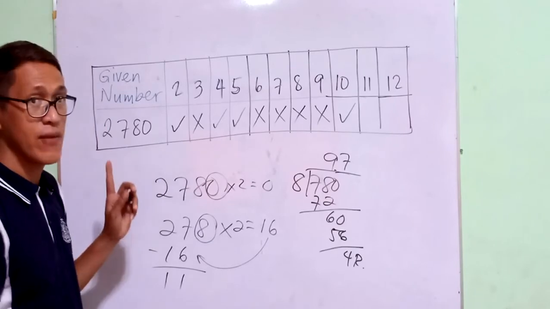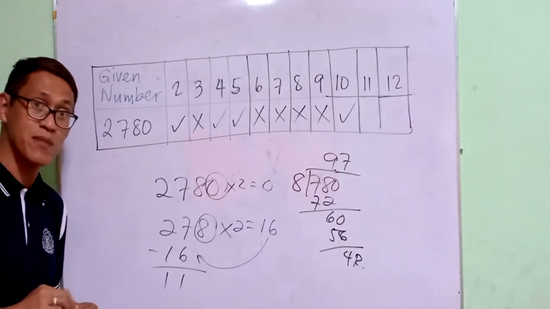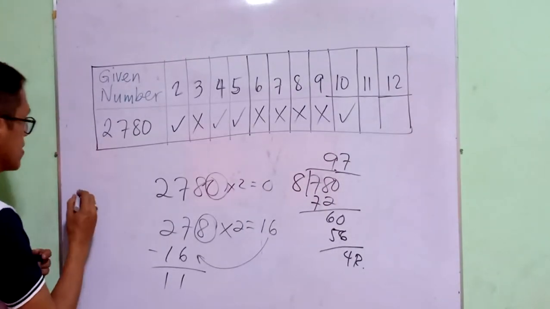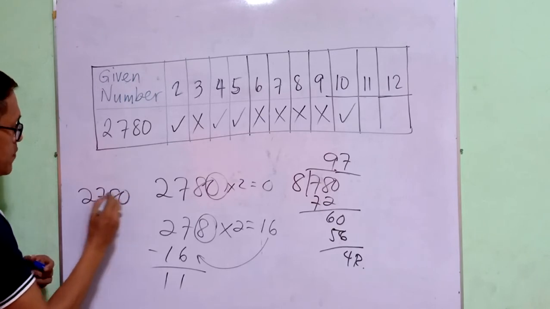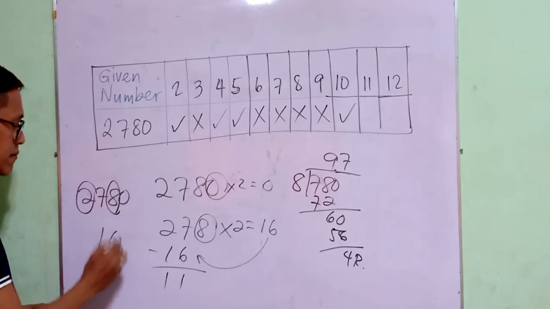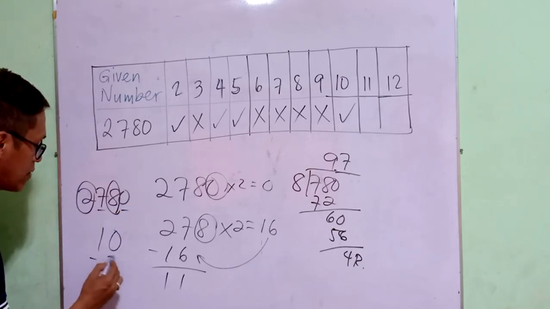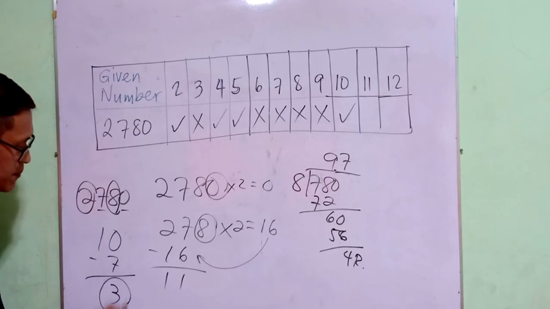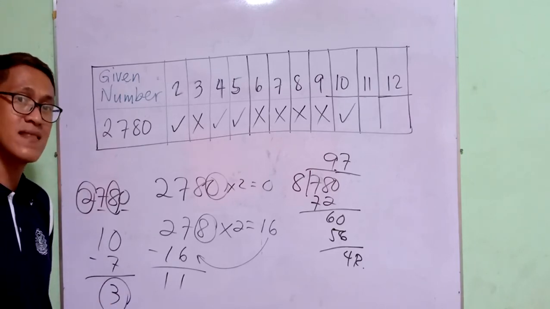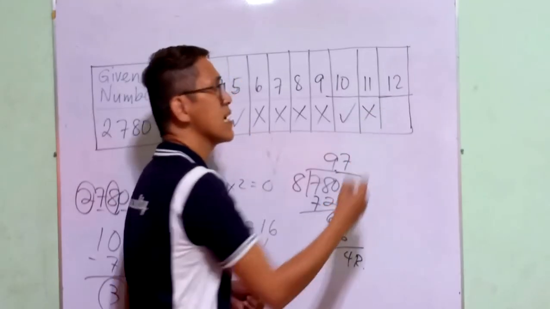What about for 11? What's the rule? Get the alternate digits and subtract. The answer must be 0 or multiples of 11. Let's do that here. The alternate digits are 2 and 8. That's 10. Then 7 and 0. That's 7. Then 10 minus 7. That's 3. So it's not 0. It's not multiples of 11. What does it mean? Yes, this number is not divisible by 11.